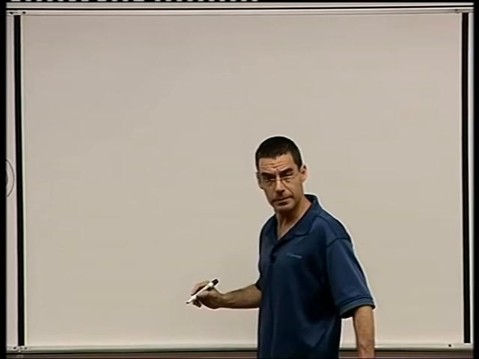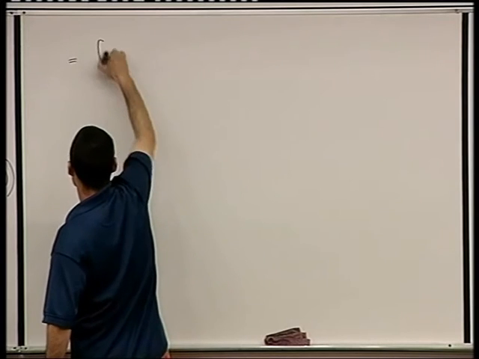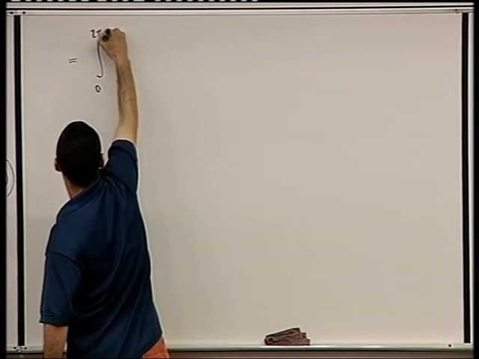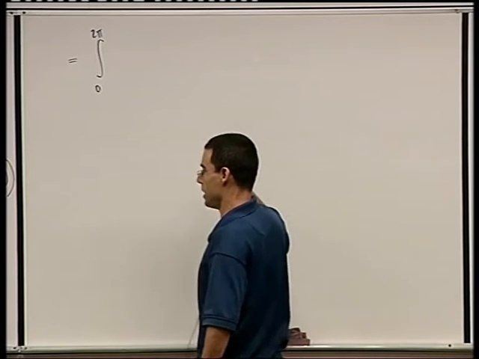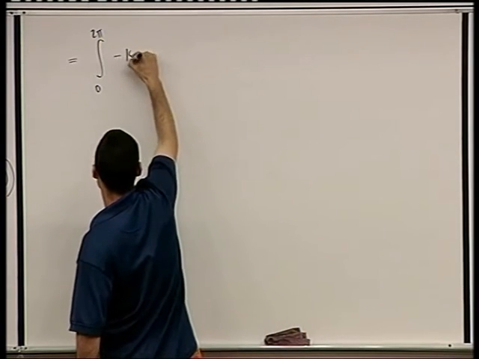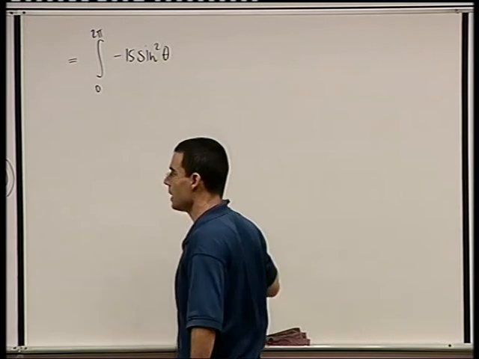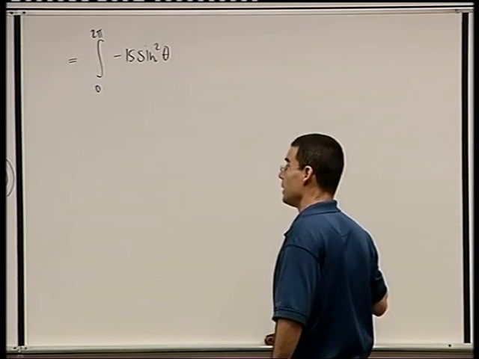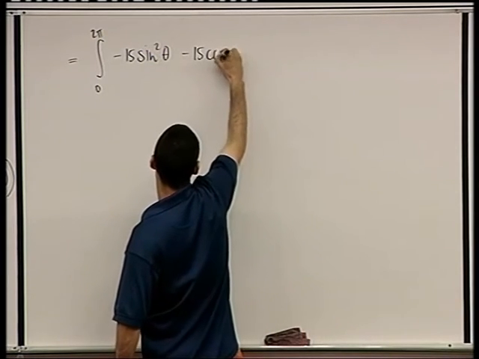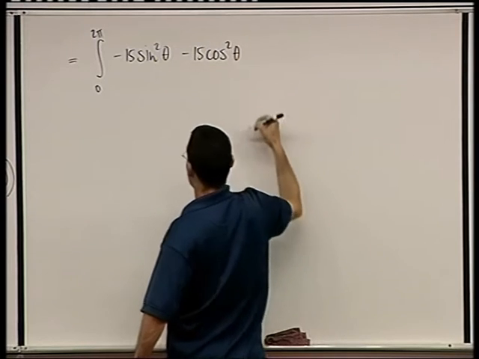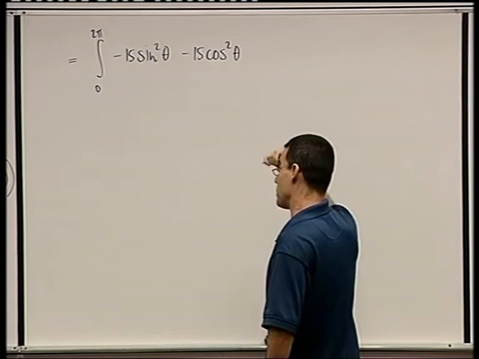So everybody with me? Okay, equals. So you have the integral from 0 to 2 pi. 5 sine theta times minus 3 sine theta is minus 15 sine squared of theta. Minus 3 cosine theta times 5 cosine theta is minus 15 cosine squared of theta. And then we have that long expression.